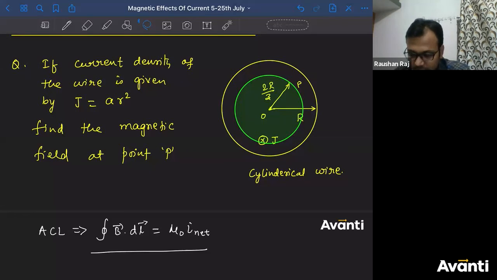Any answers, guys? Just tell me the answer for I net only. Ganesh has answered: mu naught 2AR cube by 27. Let's see. No, Chinmay, I don't think so.